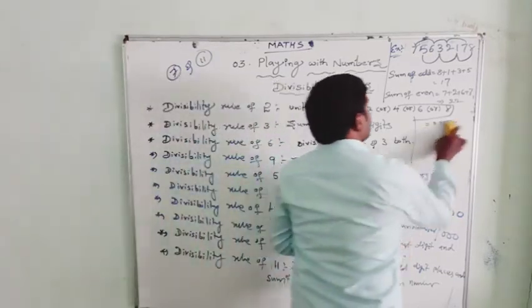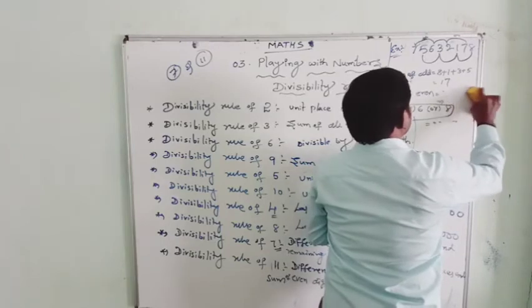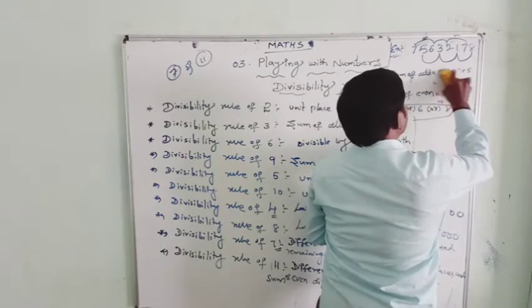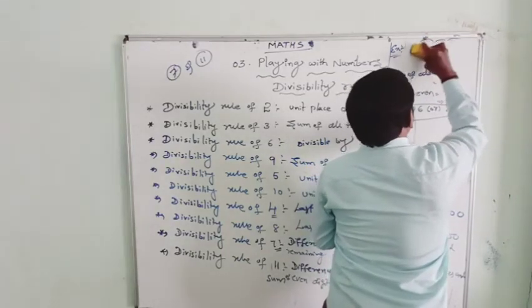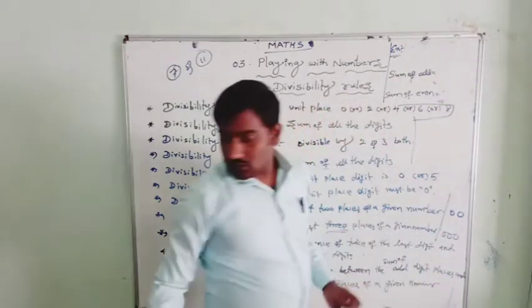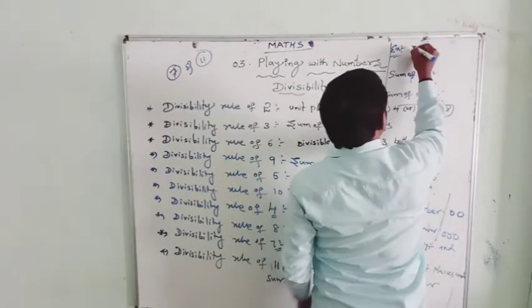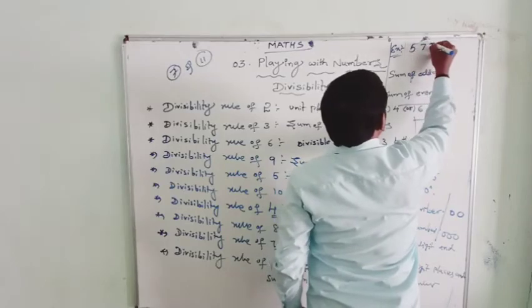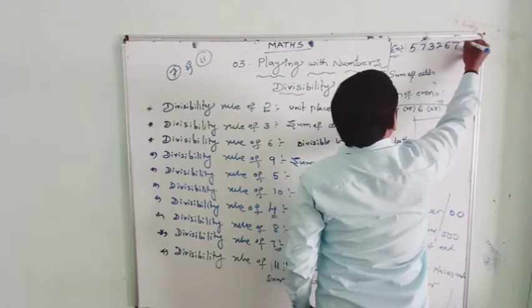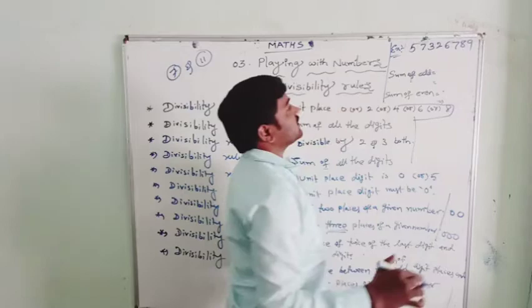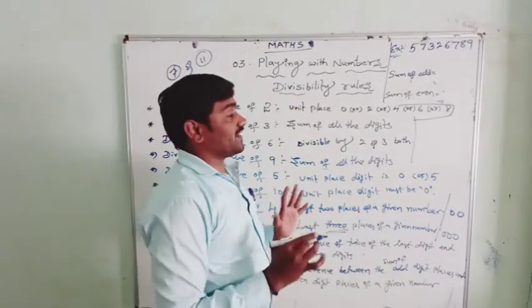Okay, let me write one more number here to help you understand again. Let me take one more number. I don't know whether this number is divisible by 9 or 11 or not.